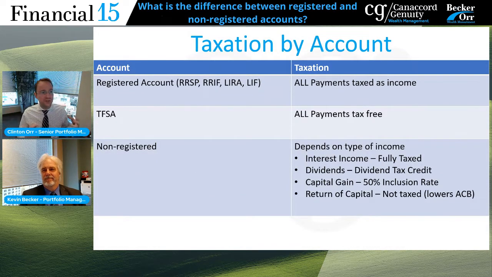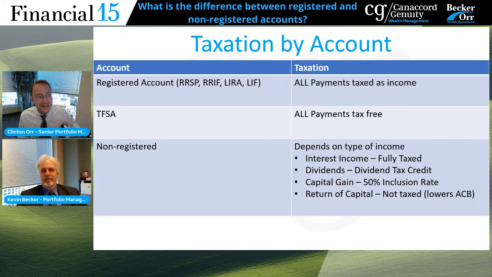We talked registered, we talked non-registered, we talked about the different ways you can earn income. It really applies to non-registered accounts. So what does it mean per account? Your registered accounts, your RSPs, your RIFs, your LIRAs, your LIFs, you really don't pay any tax as you go. You only pay tax when you take the money out. So all those prior forms, interest, dividend, capital gains, doesn't really matter inside of an RSP or inside of a LIRA because you don't pay the tax until you take it out. And when you take it out, all of it's income.